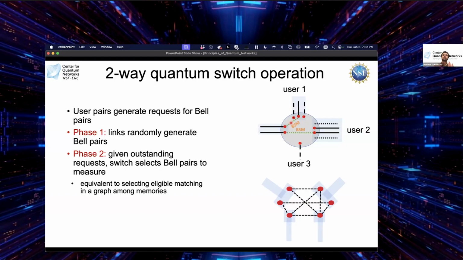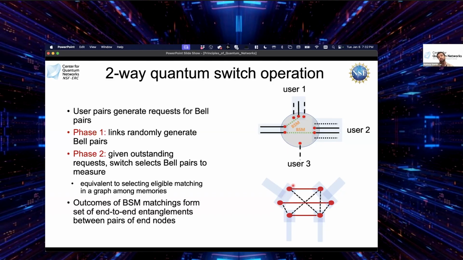And this idea of selecting which users to serve actually maps to selecting an eligible matching in the graph of the memories. So here we can use an abstraction where the qubits, the memories that we have in the quantum switch, are nodes of a graph. And what we want to do is to perform a matching between these qubits. So each edge in this matching would represent a Bell state measurement, for instance, to be performed within the switch so that an end-to-end entangled state is generated.